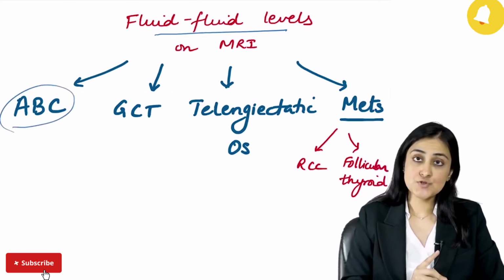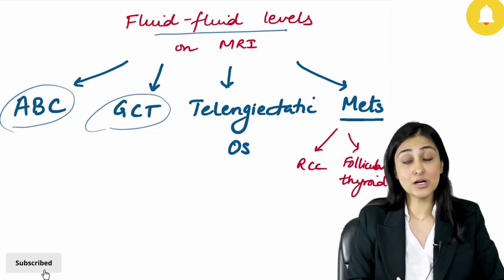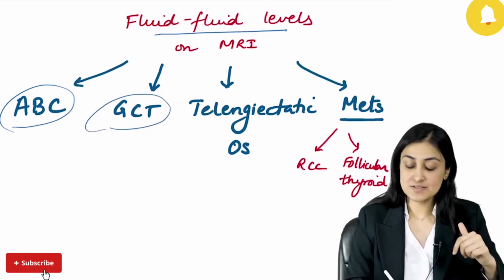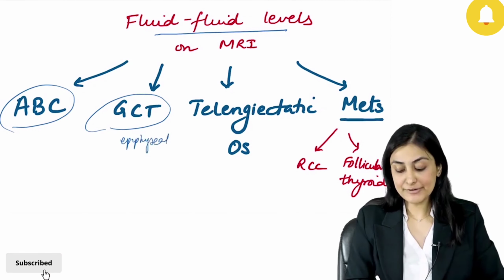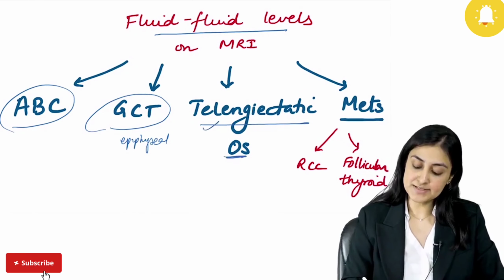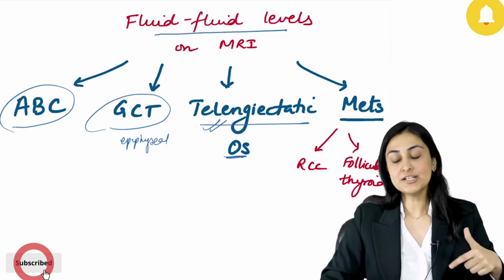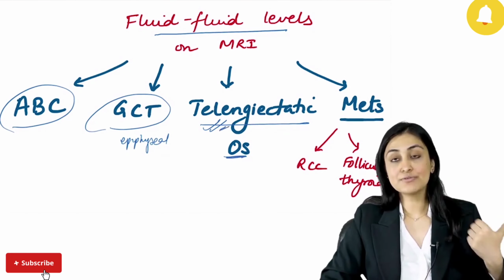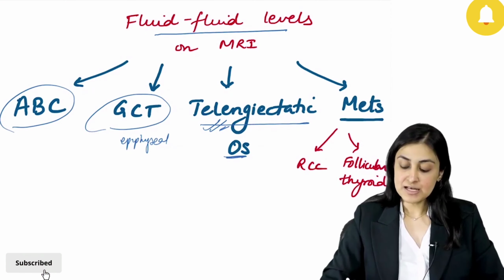So one, aneurysmal bone cyst has to be ruled out. Secondly, a giant cell tumor, again which had trabeculations, an epiphyseal tumor, can also have fluid levels within. One very important variant of osteosarcoma is this telangiectatic OS, which again has bleeding within it.